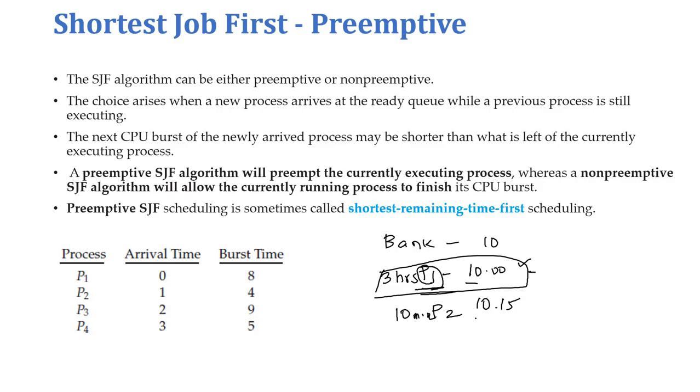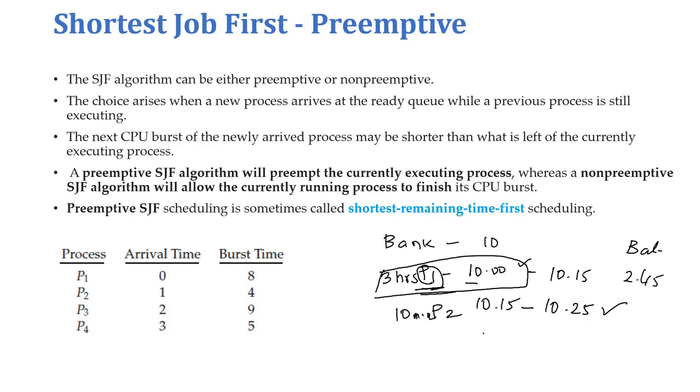At 10:15, person 2 gets service. He needs only 10 minutes, so at 10:25 he will complete his process. Person 1 arrived at 10 and his work was done until 10:15. He needs 3 hours in total but completed 15 minutes, so the balance is 2 hours 45 minutes.